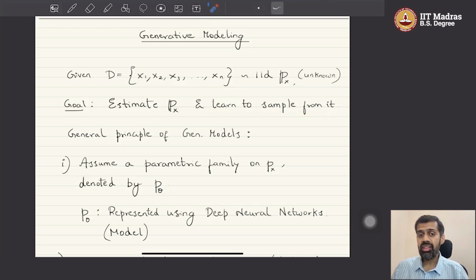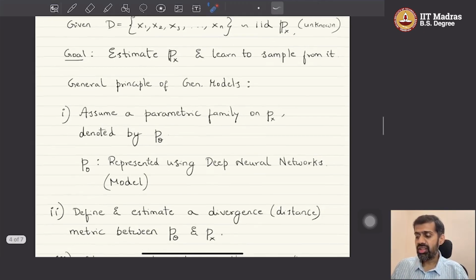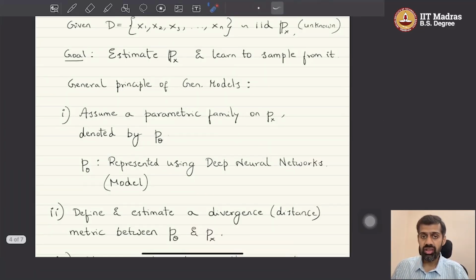As I said in the previous session, estimating px may be implicit or explicit depending upon what model we are looking at. But one of the primary requirements of a generative model is to learn to sample from the unknown underlying distribution, in this case px. We also looked at a general principle of learning generative models.